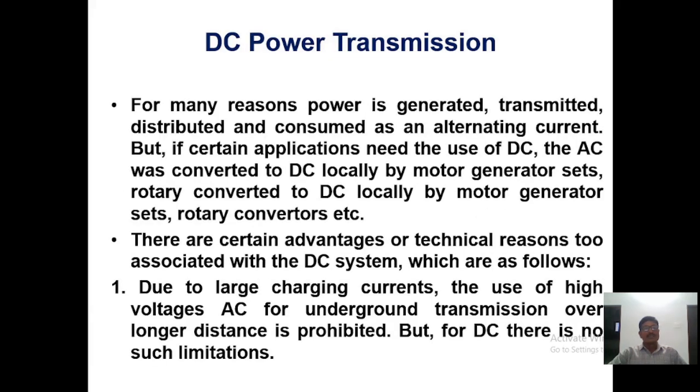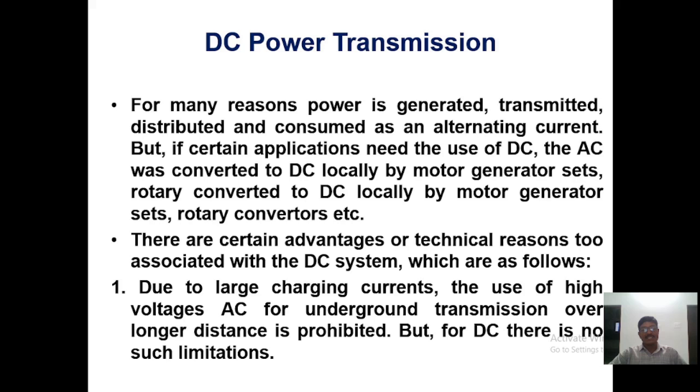Then DC power transmission. For many reasons, power is generated, transmitted, distributed and consumed as an alternating current. But if certain applications need the use of DC, the AC is converted into DC locally by motor generator sets, rotary converters, rectifiers, etc.